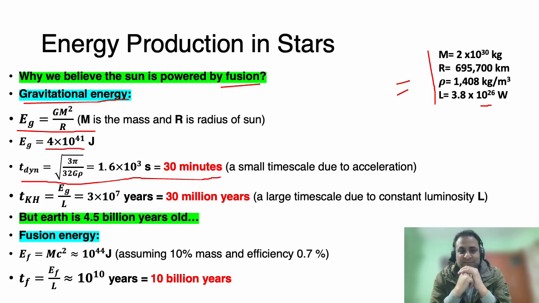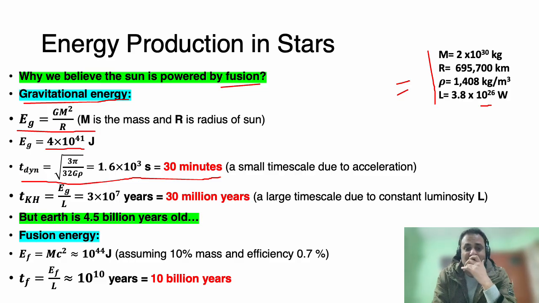So it means that if the sun has to collapse and there is nothing opposing the sun from collapsing, then it will just collapse in half an hour. So it means that this cannot be the main process of energy release, because if this was the process, the sun would have been gone in half an hour.